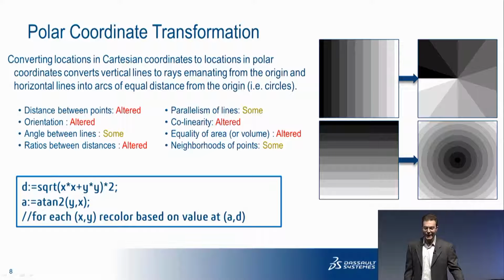And so the equation is shown at the bottom of the slide for how you can produce this kind of a transformation. Now this one has a very different profile of what geometric properties are maintained or altered when you put a particular shape or an image through this coordinate transformation, right? Distances between points are certainly altered, orientations certainly altered, angles between lines, well, it depends on what lines you're talking about. Some are preserved and some are altered, right? The axes are still perpendicular. Where in Cartesian coordinates you're talking about horizontal and vertical, here you're talking about circular and radial, but still perpendicular to each other at all points.